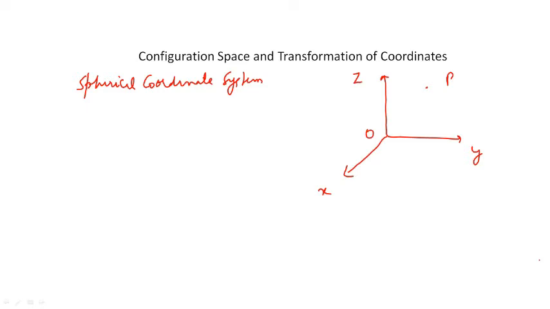Now to define the spherical coordinates, let us say the distance between O and P is r, and you know that P will have the Cartesian coordinates x, y, z, and in terms of the spherical coordinate system, the point P will have the spherical coordinates r, theta and phi.